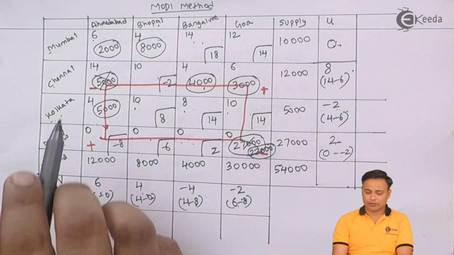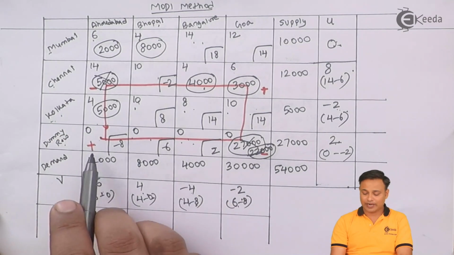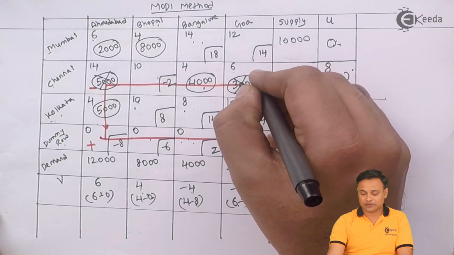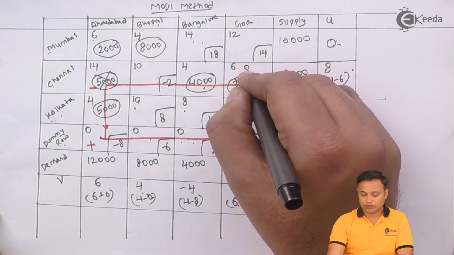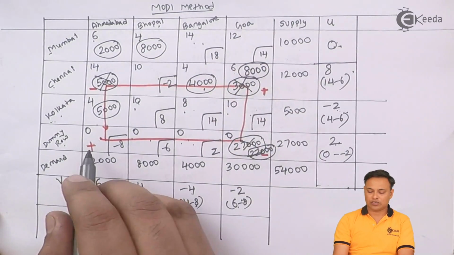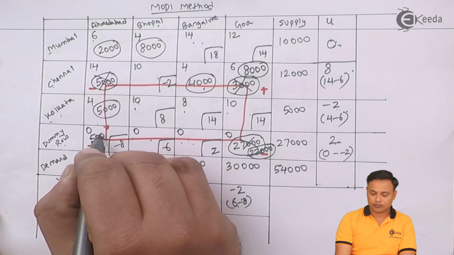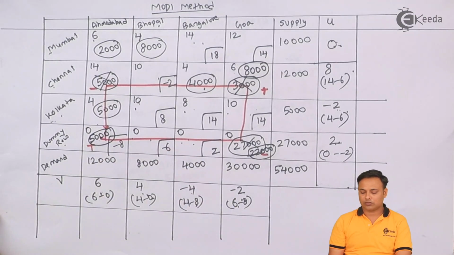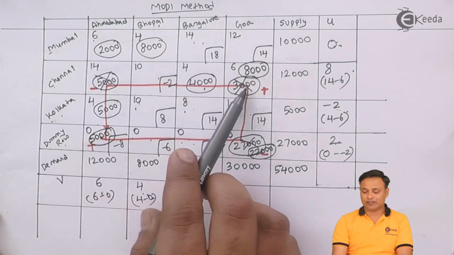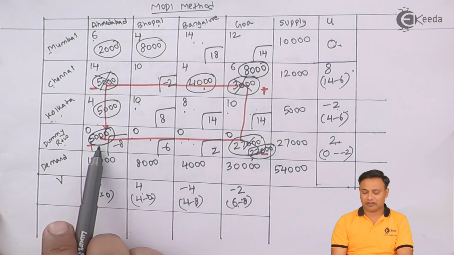And whatever we subtracted from these two particular cells will be added at this positive sign cells. Here it will become 3 plus 5, 8,000. And here it was earlier unoccupied. Now this shall become 5,000. So we simply subtracted 5 from here. We added the 5 here. We subtracted the 5 here. And we again added the 5 here.